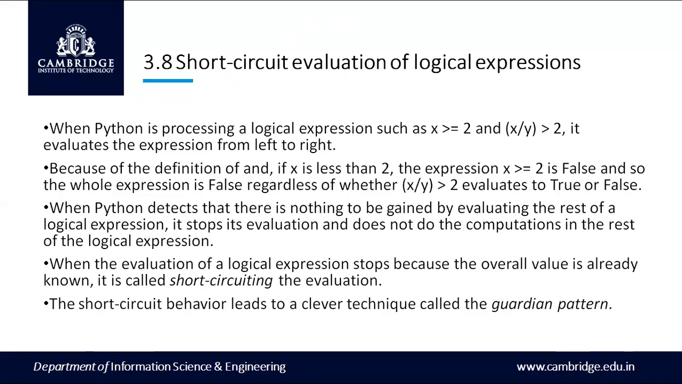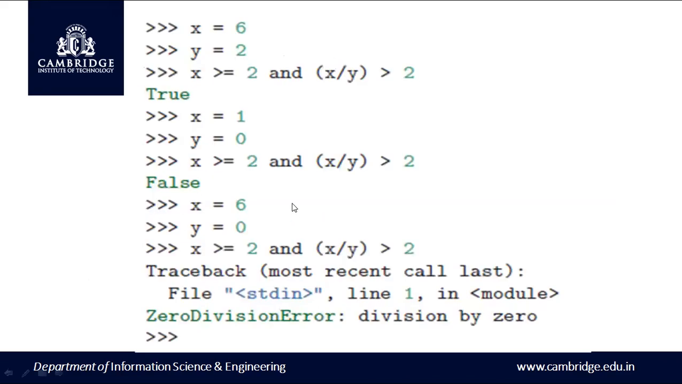When Python detects that there is nothing to be gained by evaluating the rest of the logical expression, it stops its evaluation and does not do the computations in the rest of the logical expression. When the evaluation of a logical expression stops because the overall value is already known, it is known as short circuiting the evaluation. This short circuiting behavior leads to a clever technique called the guardian pattern. We'll see an example for that here.